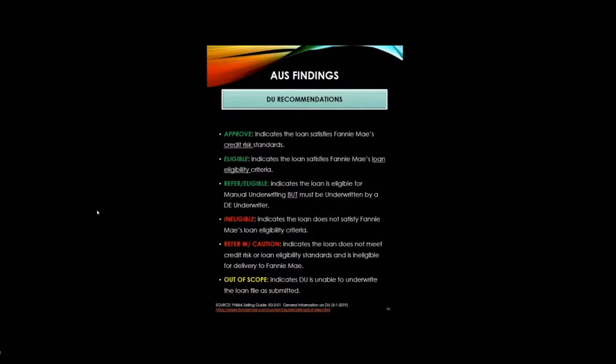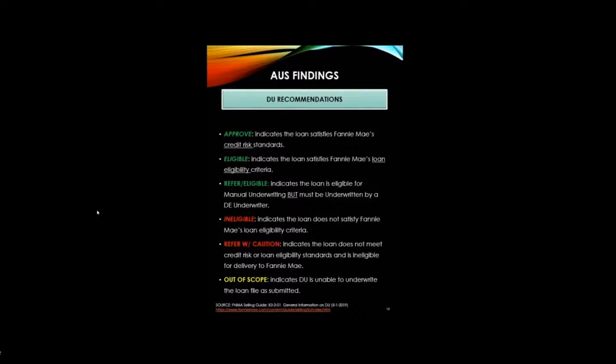Refer eligible. Refer eligible means the loan is eligible but for manual underwrite, typically you have to do. And depending on the company and the lender you work for, on a conventional loan, if they're willing to do a manual underwrite, you'll see a lot of those also on FHA. If you're working on an FHA loan and you're a DE underwriter and the company does do manual underwrites, that's your go ahead to actually take that loan to the next level and manually underwrite the file with the conditions accordingly.